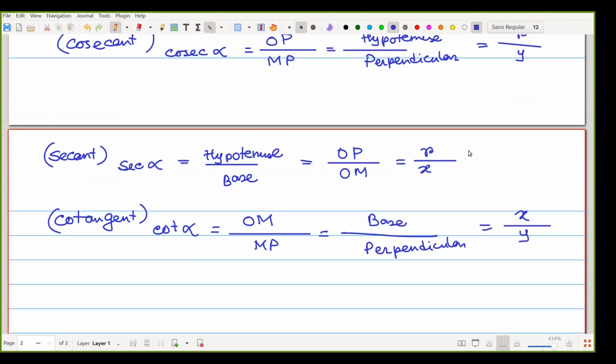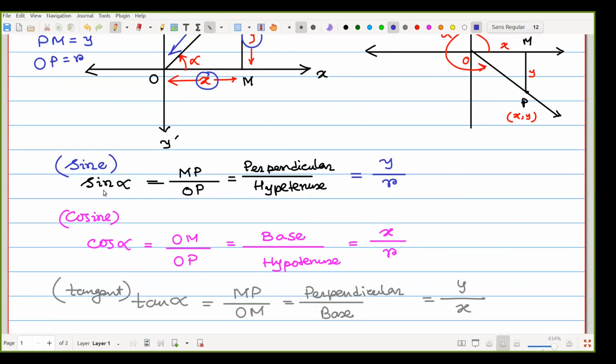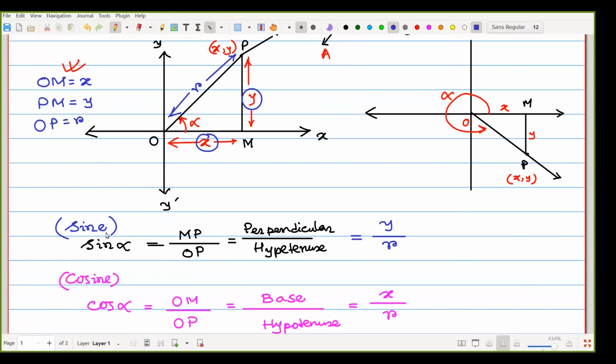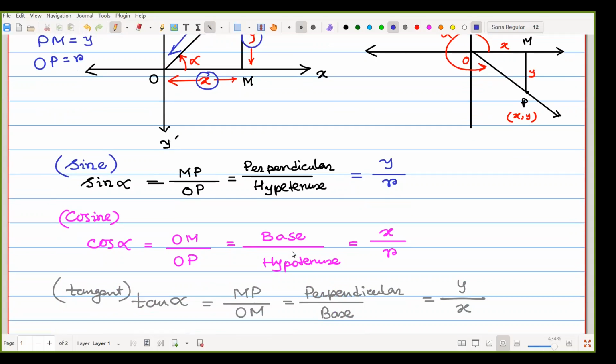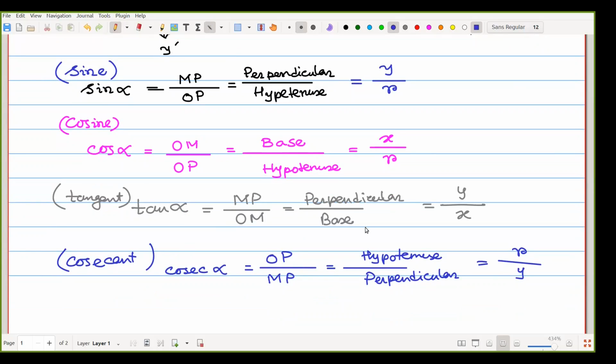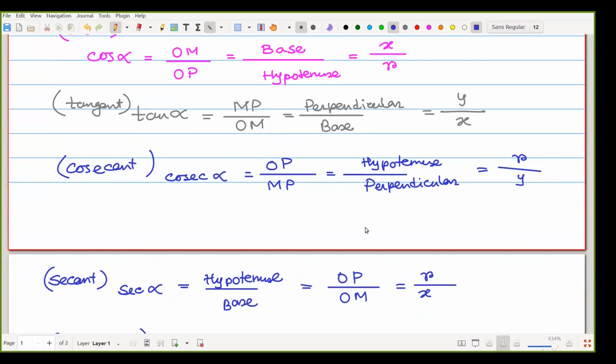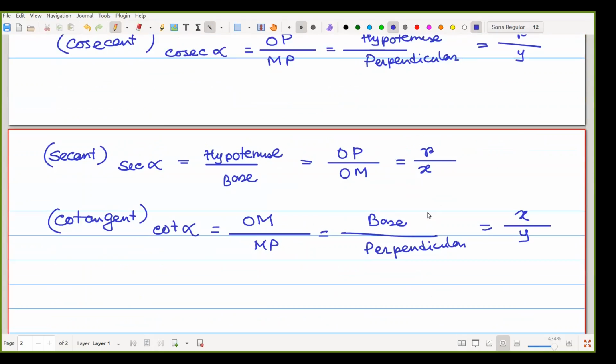So if we look at the thing here once again, sine means perpendicular divided by hypotenuse. Cos alpha means base by hypotenuse. Tan alpha means perpendicular divided by base. Cosec means hypotenuse by perpendicular. Sec means hypotenuse divided by base. And cot means the base divided by perpendicular.